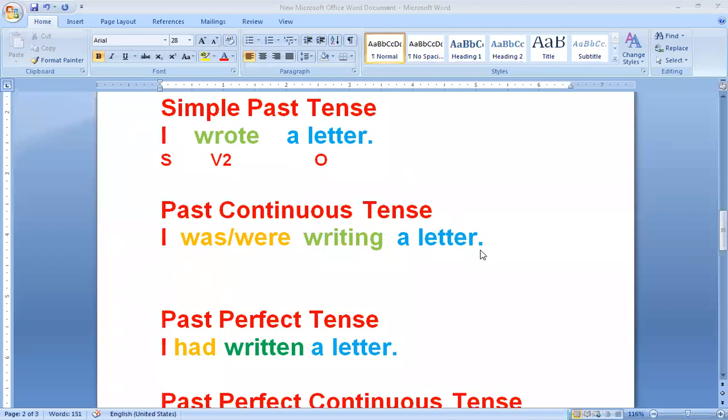Now past perfect tense. When an action is completed in the past time, to express such action, we use past perfect tense. Then past perfect tense.